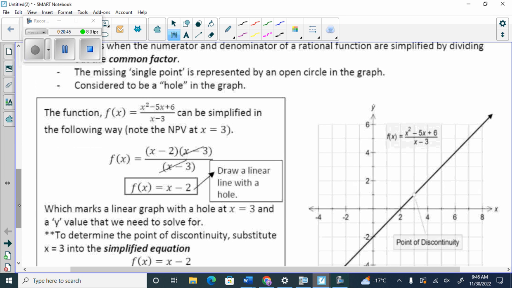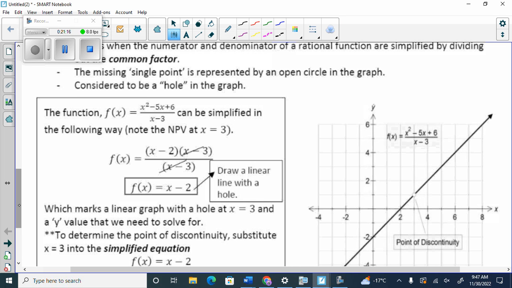So here we have a function. The numerator is a degree 2, the denominator is a degree 1. We factor the numerator. These factors cancel off, and the moment they cancel off, it's a point of discontinuity. So the moment your factor cancels, you have a point of discontinuity. Yes, x can equal 3, we know that. That is a non-permissible value, correct? But if the factor cancels off the top, it is not a vertical asymptote. It's actually a point of discontinuity.